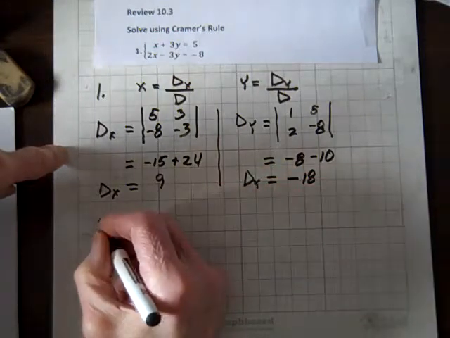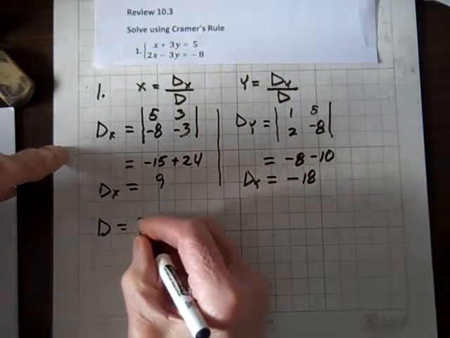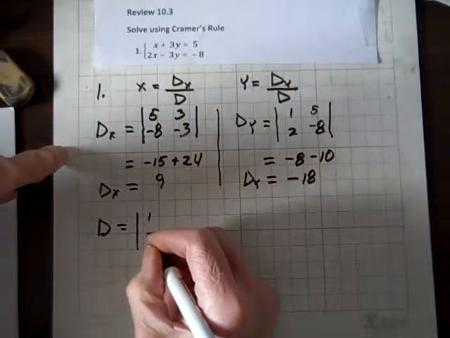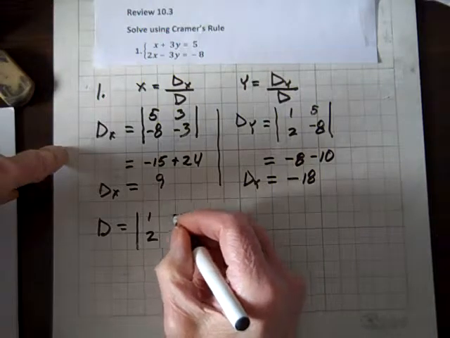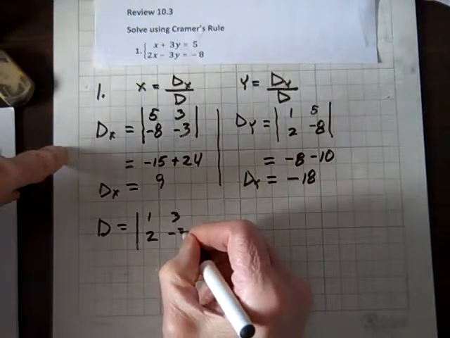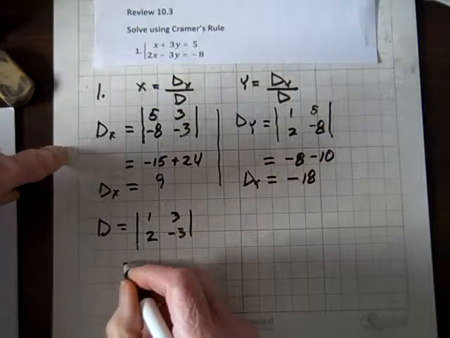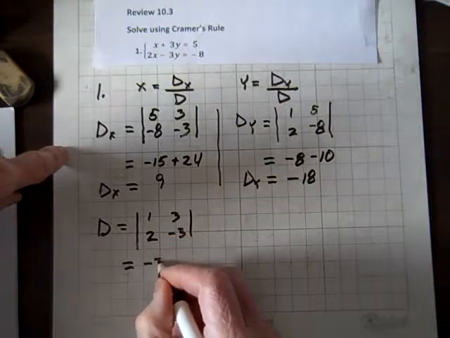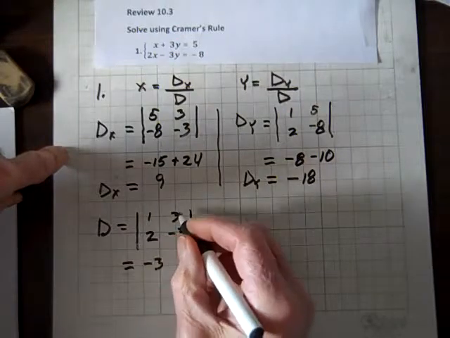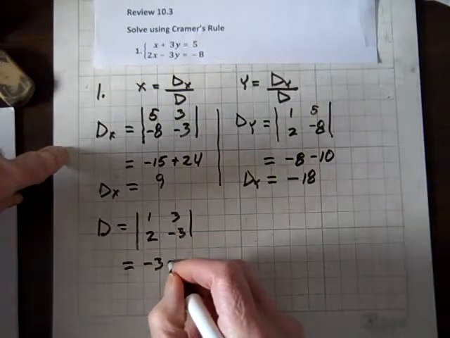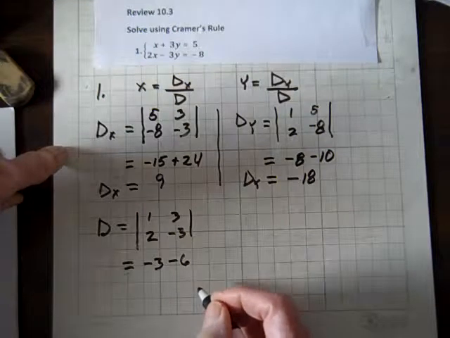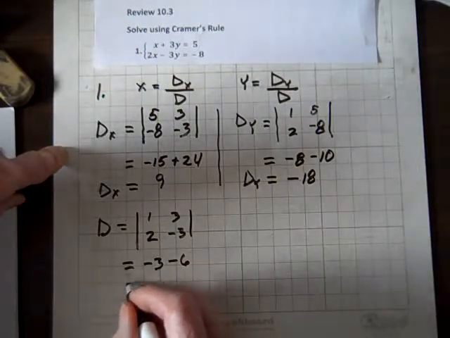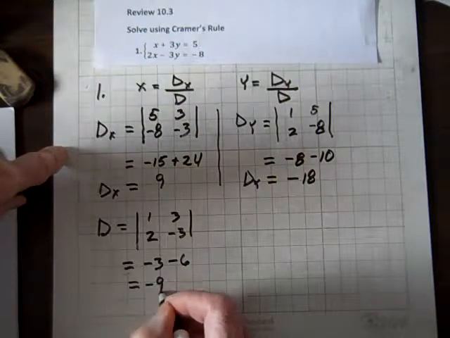Let's find d. And d equals, and now we'll put down the coefficients on x, which are 1 and 2, and on y, which are 3 and -3. And this equals the product of 1 and -3 is -3, and minus the product of 2 and 3, which is going to be -6. And yeah, this equals -9.